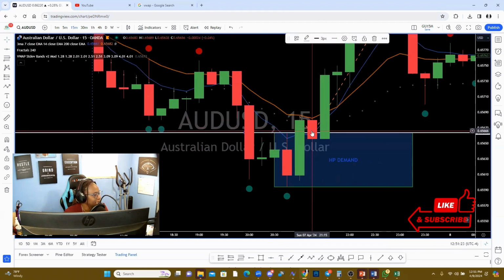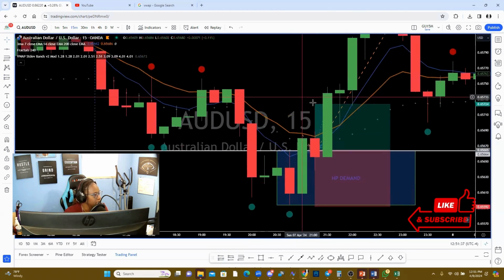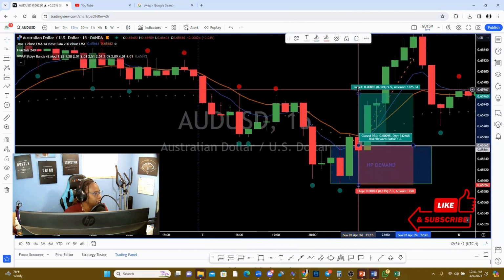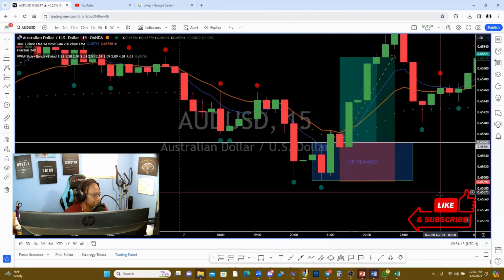So when price actually tapped the high right here, guess what? Price was still inside of the moving averages. That means this would have been an aggressive entry for me, with a stop just below, targeting maybe these highs over here or even higher to these highs up here. And look at that.